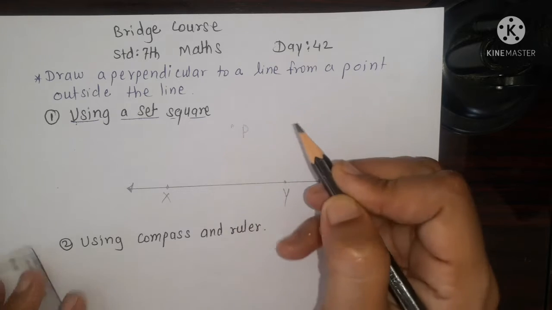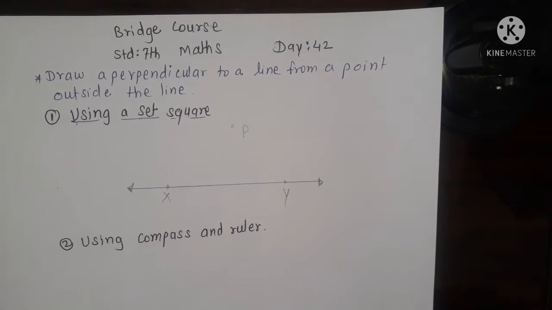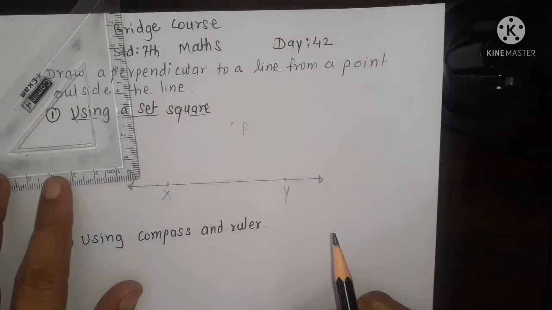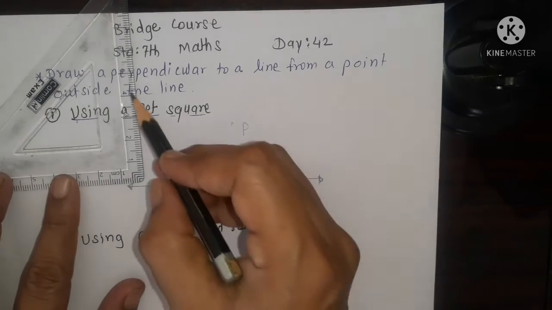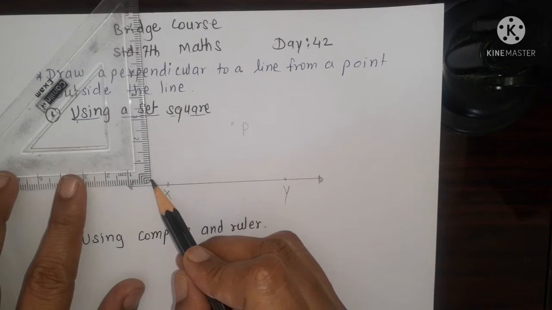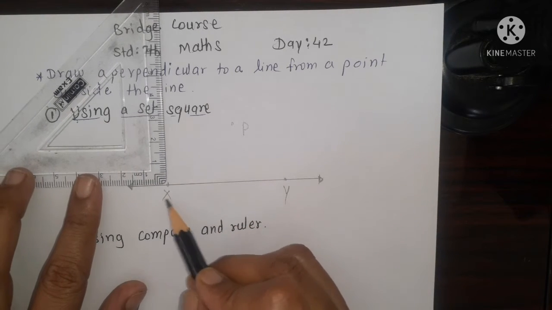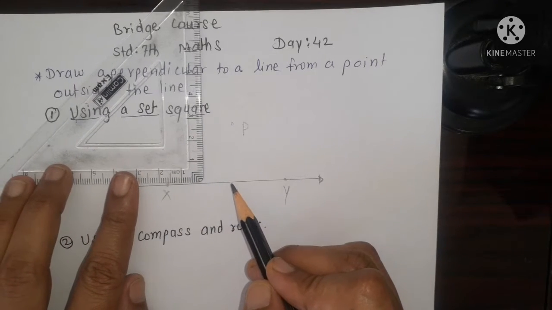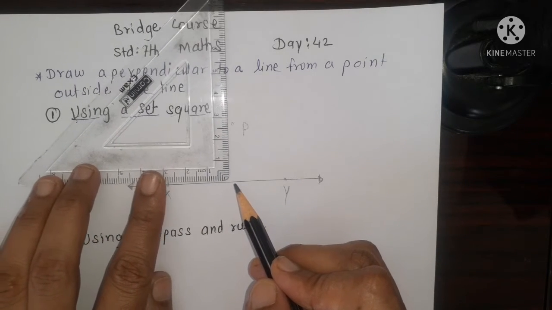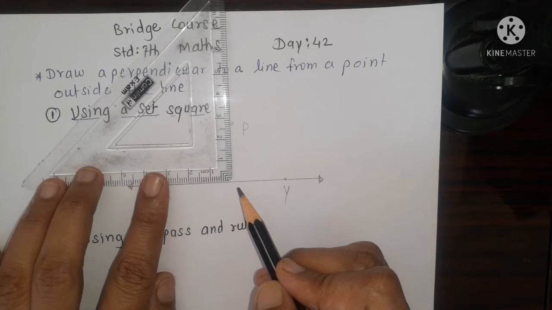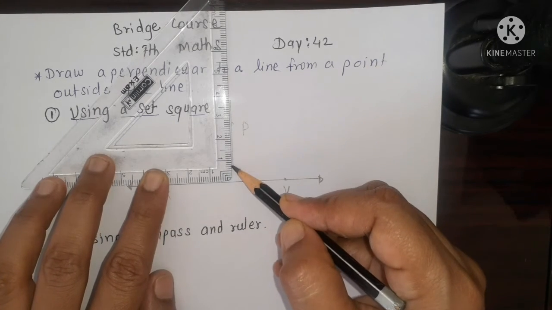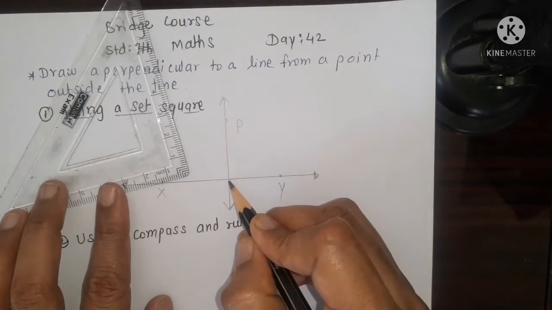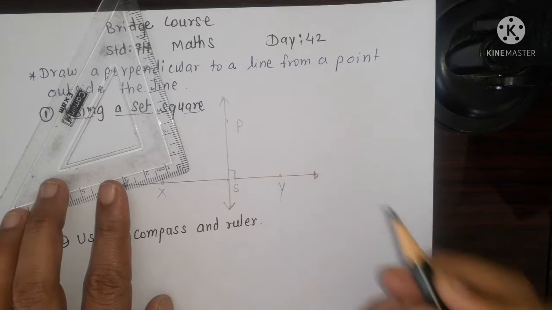We can now take a point anywhere outside the line and give it the name P. Now we can take a set square and place one arm of the right angle of the set square at the line XY and drag it towards point P. When it touches point P, stop the set square and draw a line PS, which is perpendicular to the line XY.